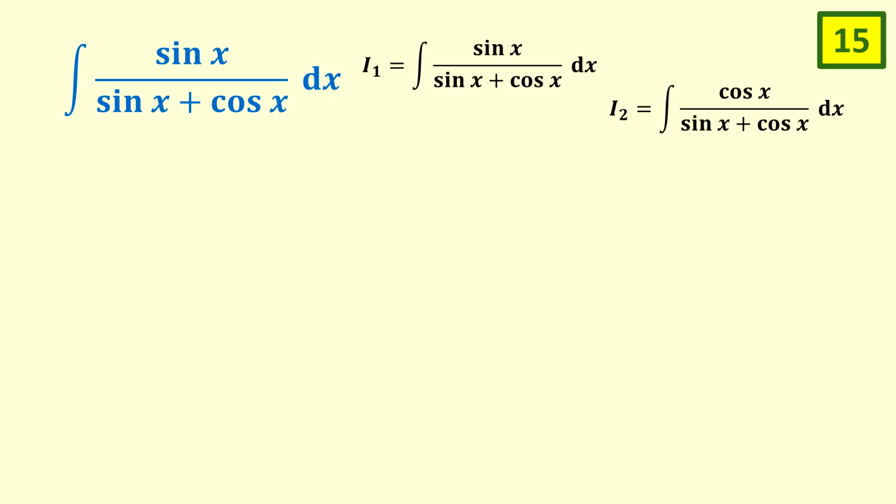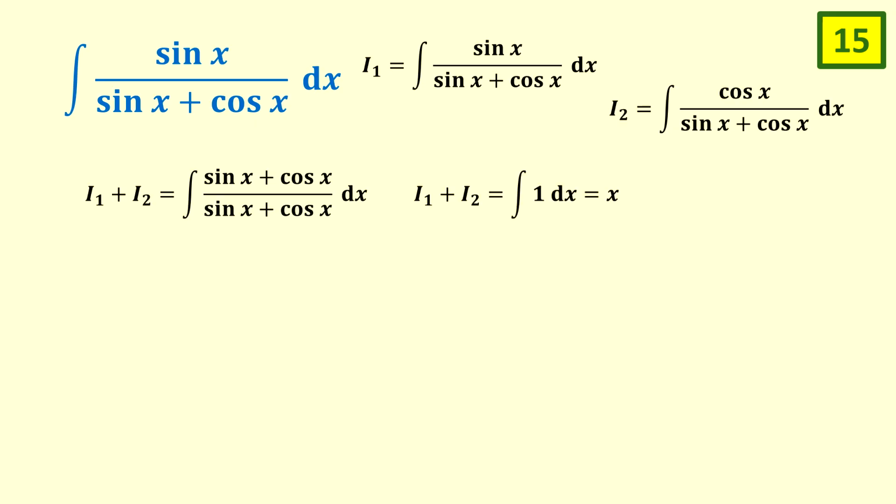But then we also define I2 as the integral of cos x over sine x plus cos x dx. And you might think that doesn't make much difference. What is the point of doing that? Well, watch this. If we add them together, the denominators are the same, but on the numerator we're going to get sine x plus cos x. And I'm sure you can see that both the numerator and denominator are the same. So that's actually the same as integrating 1.